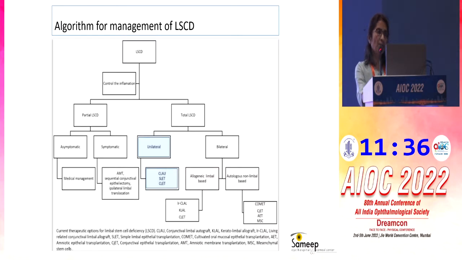Here I would like to share an algorithm for management of LSCD, limbal stem cell deficiency. Essentially, before you embark on management of limbal stem cell deficiency, you would like to control the inflammation on the ocular surface, which could be in the form of medical management and later on surgical intervention. Here I have highlighted two squares for when we are dealing with unilateral limbal stem cell deficiency. There are various modalities available. One of them is conjunctival limbal autograft, SLET and CLET. We would go about it in detail.